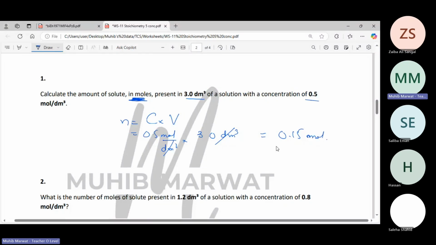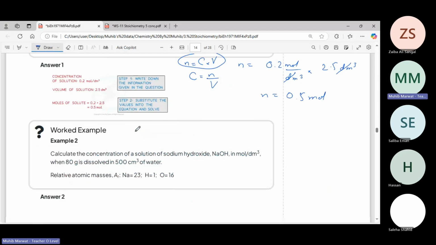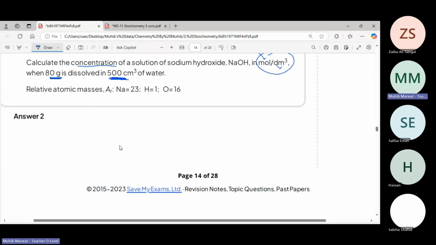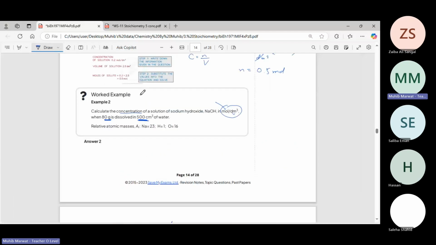Clear? These are very simple questions. Now in case, look at this example clearly. Look at the question, please. They are demanding from us concentration in moles per dm cube, but they have given mass in grams, so we will have to convert this mass into moles. They have given volume in cm cube, then we will have to convert this volume from cm cube into dm cube. Clear?